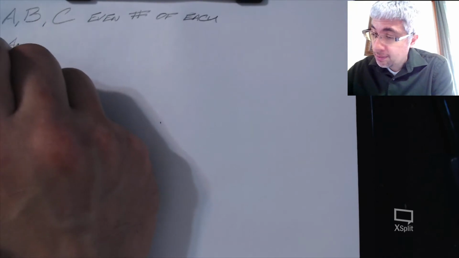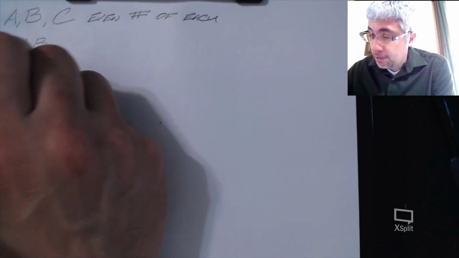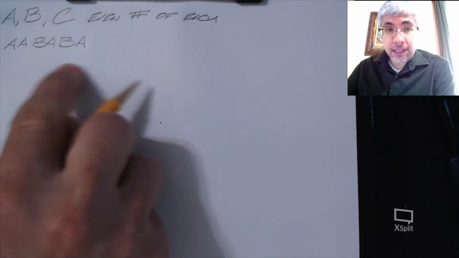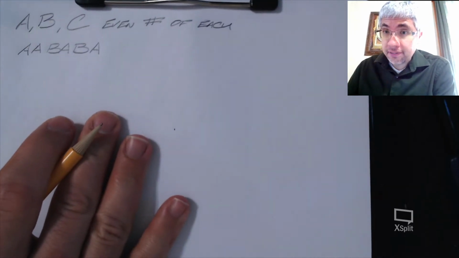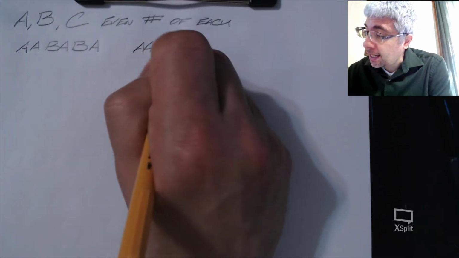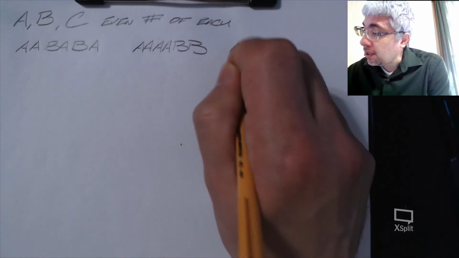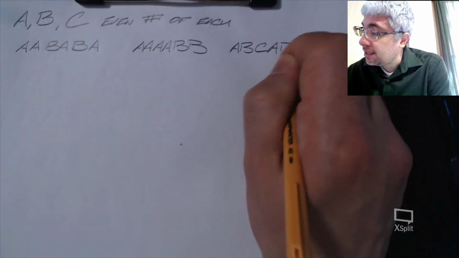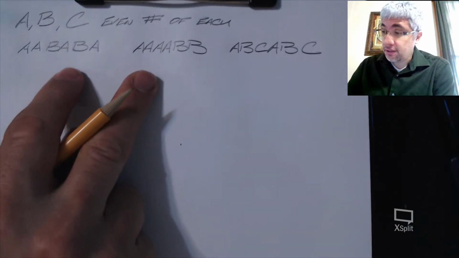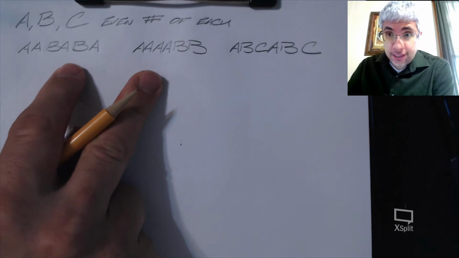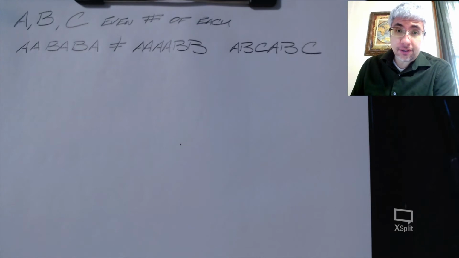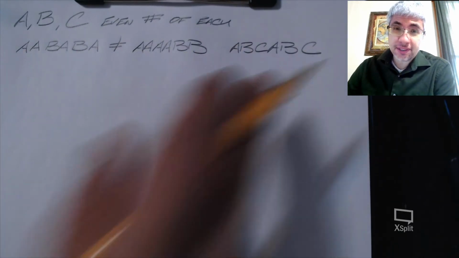Well, we could have something like A, B, A, B, A, A. That would be fine. That would be an ordered selection of length 6. Also, we could have something like A, B, B, or A, B, C, A, B, C. The important thing to know is that these two are not equal because these are not just selections. As selections, they're the same, but they're ordered selections, and therefore none of these are equal. Of course, that one's a little more obvious.